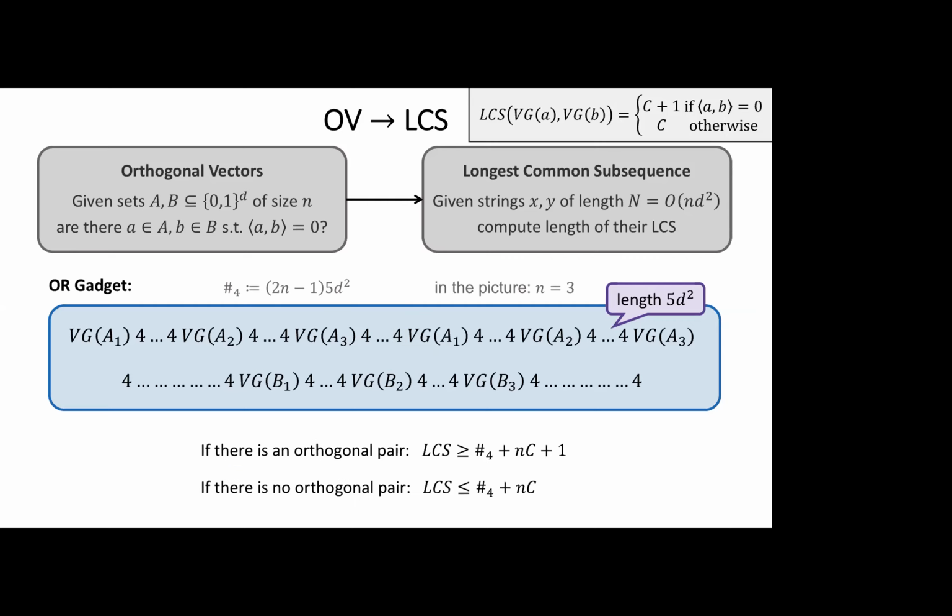So we get these two cases. So we showed this here. If there's no orthogonal pair, we get at most the number of fours on the top string plus n times c. If there is an orthogonal pair, we get at least one more. So if you can compute the longest common subsequence length of these two strings, then you're also solving the orthogonal vectors problem.